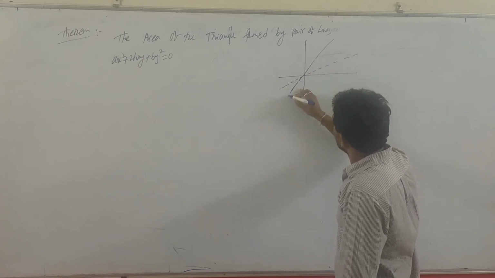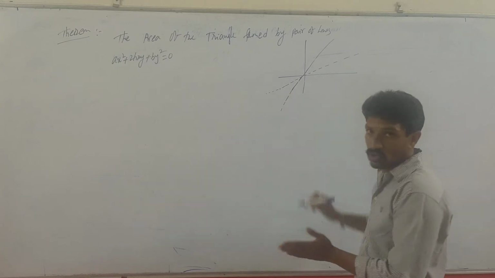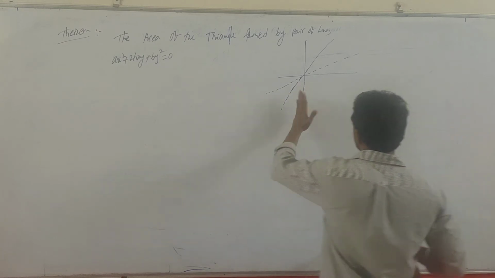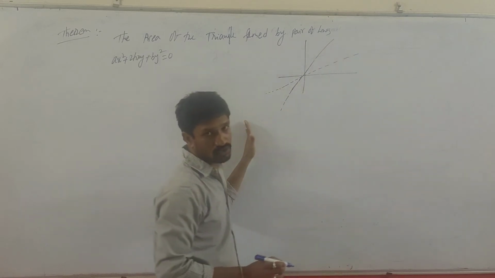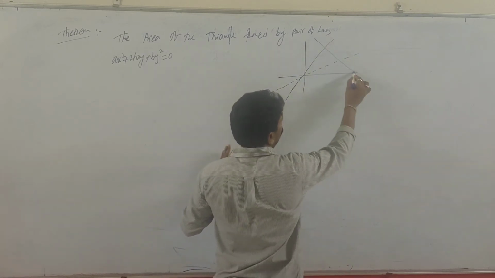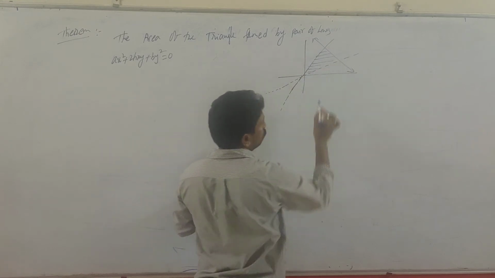See, there is no closed area. It is open, it is open. So to find the area of a triangle, it should be closed. Either this side or this side should be closed. That's why they will add one more line. So now we have to find out the area of this triangle.